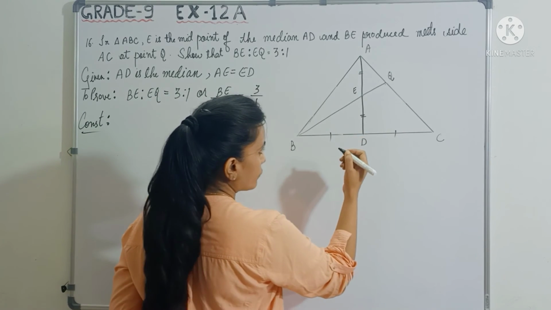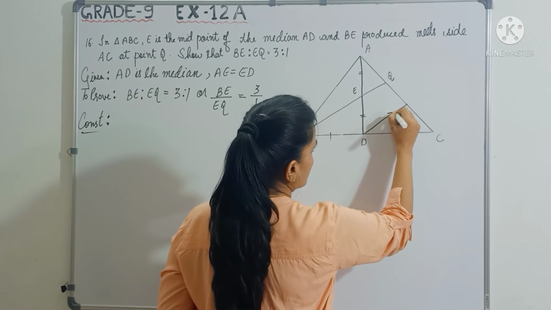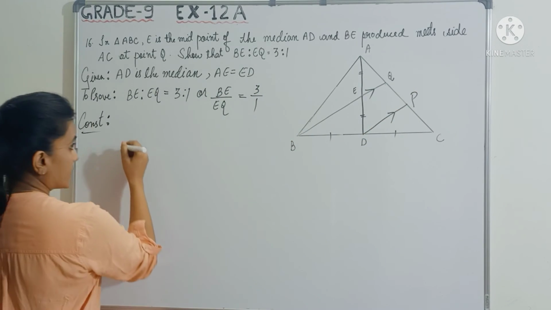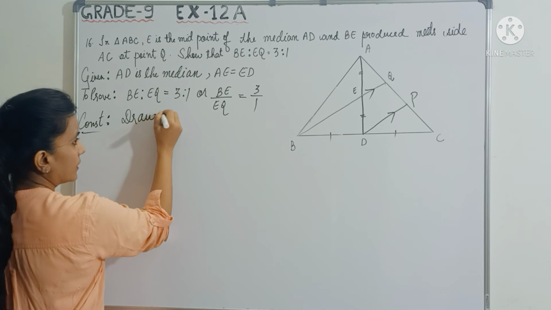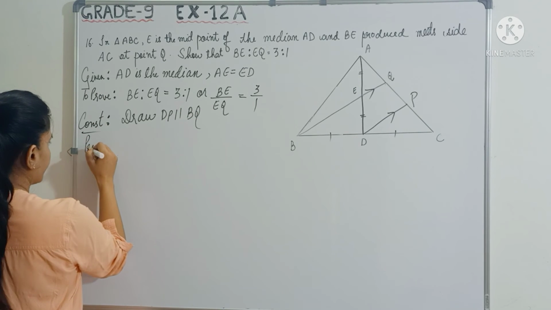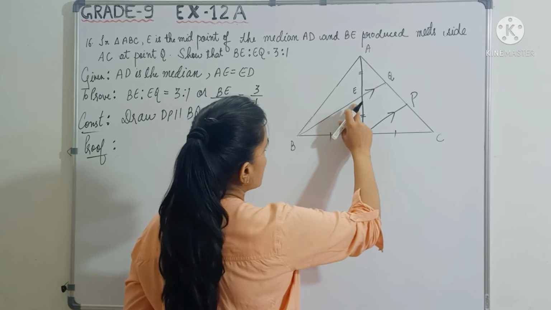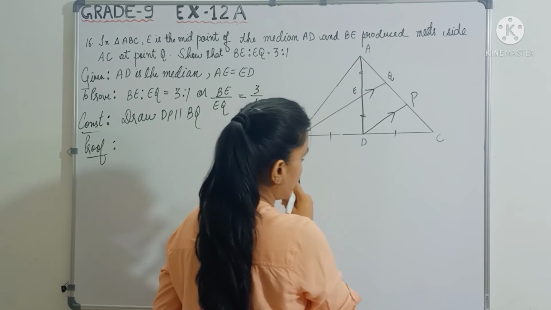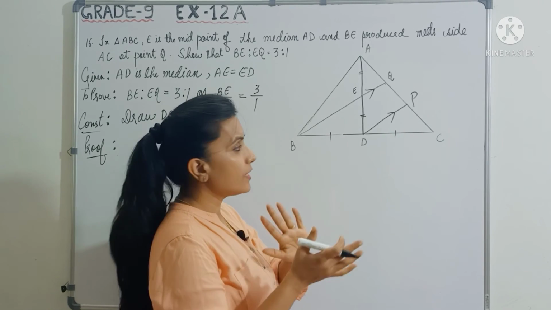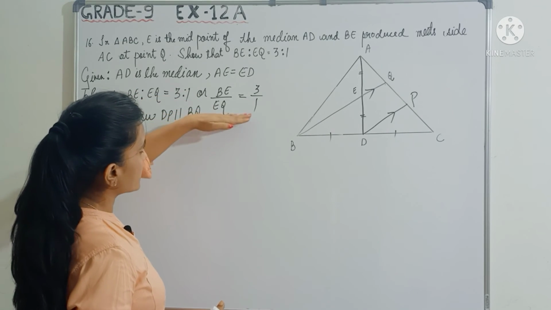Alright. Now we have a construction over here because the given information is not enough to prove this. So from D we will draw a line parallel to BQ. Okay, let's name it P. So construction is draw DP parallel to BQ. Now we have to show that BE is to EQ is 3:1, right? So let's first use the given information, and let's try to find some information and then we'll slowly proceed to this.